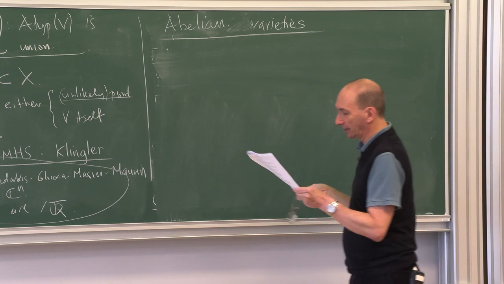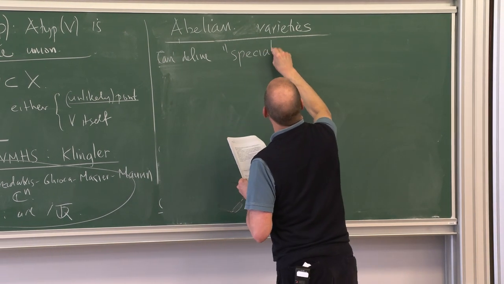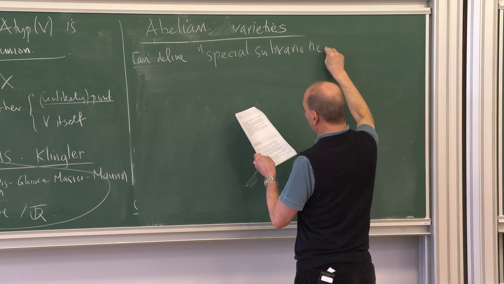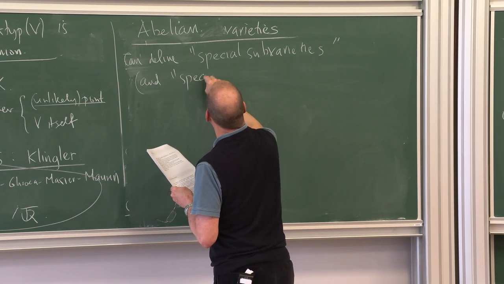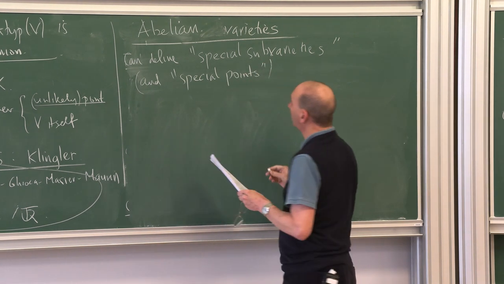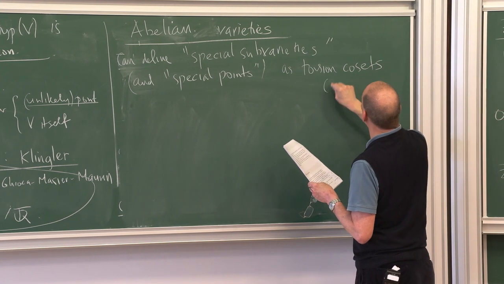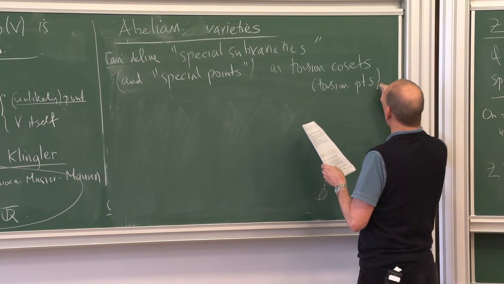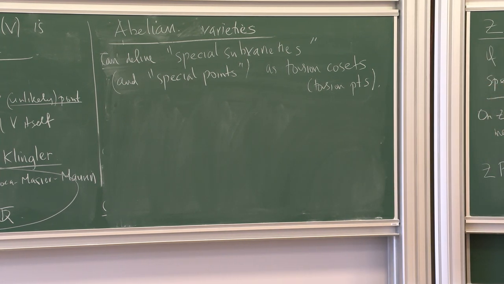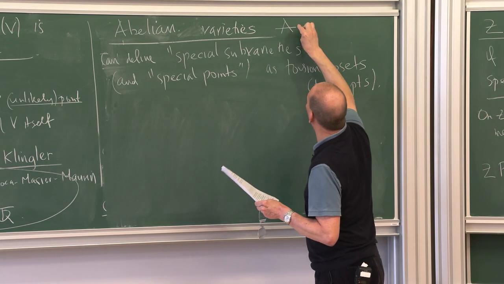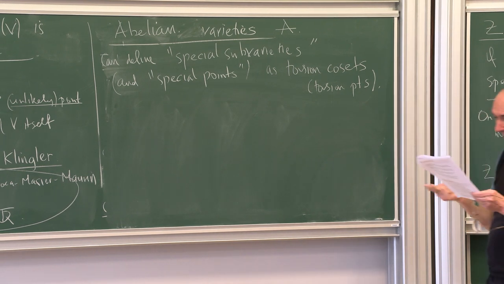So for abelian varieties, they're group varieties. So you can define special subvarieties and special points just as in the G_m^n case, as torsion cosets. You can do that, and you'll get all the right statements. But strictly, in the mixed Shimura setting, if A, so let's call A our abelian variety, is not a CM abelian variety, then actually none of those specials are special in the mixed Shimura sense. So they're simply not special.